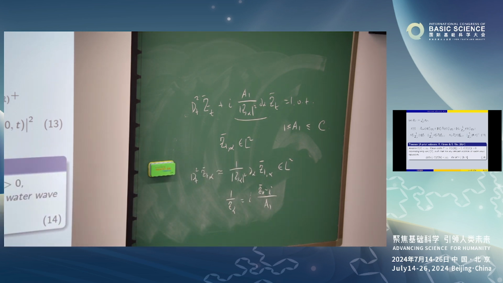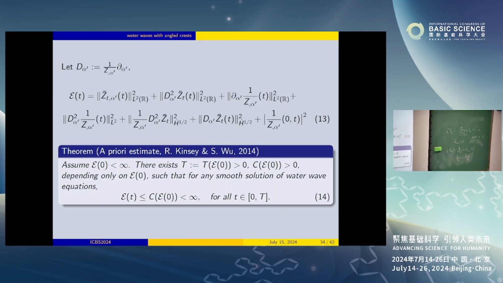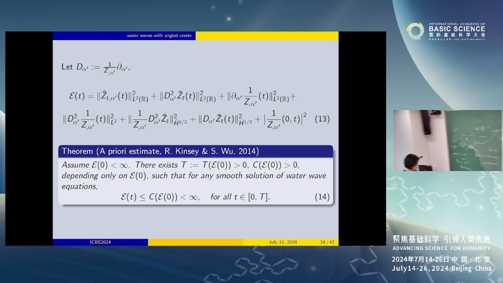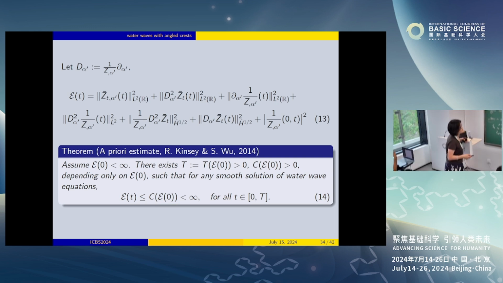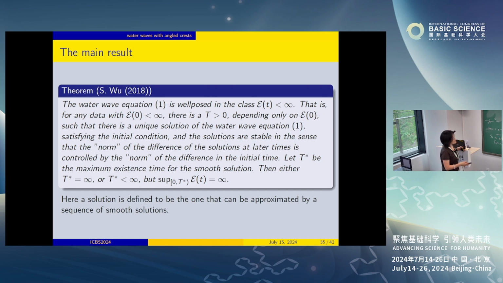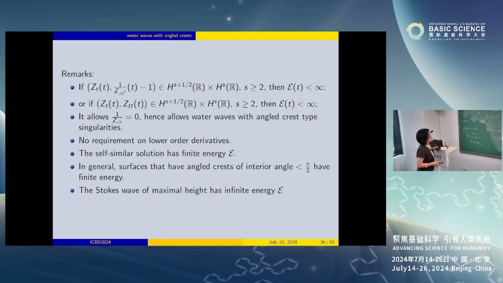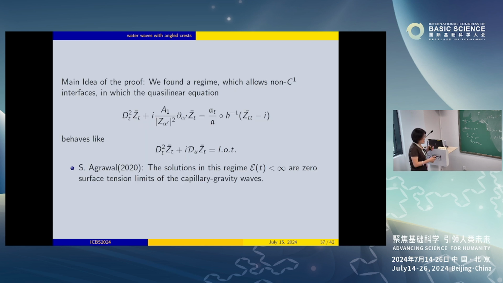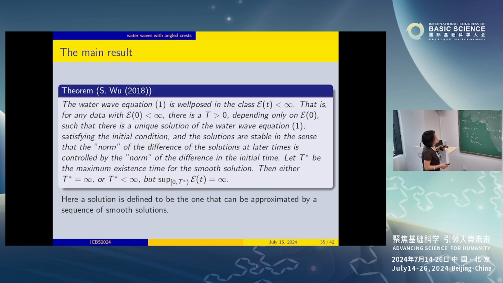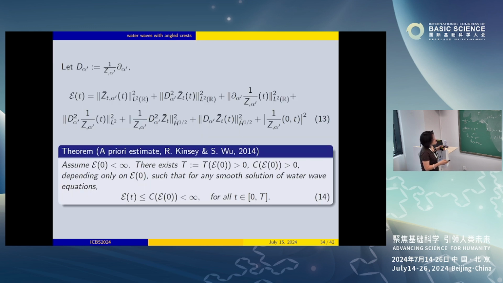So the result is, with my former student, Rafe Kinsey, we first showed that if this energy is finite, there's a finite time for which the energy stays finite, okay? And then in this work, we have proved that, in fact, the water wave equation is locally well posed in this energy class, okay? These are just some remarks, okay? If you look carefully, this energy class looks like everything's fine, except that when you take a derivative, you take one weighted derivative, right?